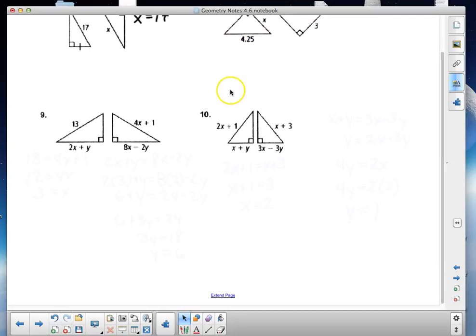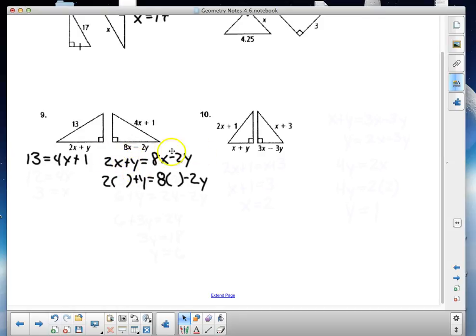Okay, in 9, just like the first ones we did, I have 13 equals 4x plus 1. Okay, I also have 2x plus y equals 8x minus 2y. Now, the thing you've got to keep in mind is that 2x plus y equals 8x minus 2y. I've got to find x first. This is all x, so I solve this relationship first, that 13 equals 4x plus 1. So I subtract 1, I get 12 equals 4x, I divide by 4, and x is 3.